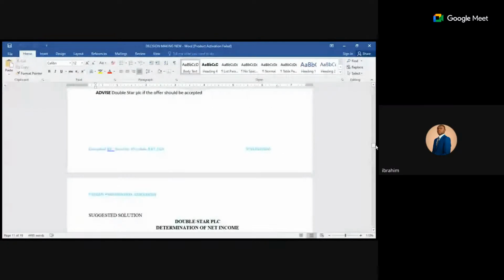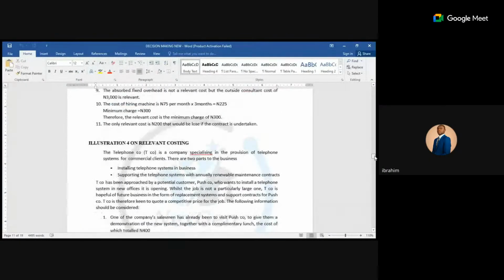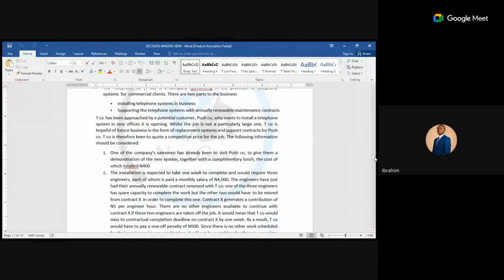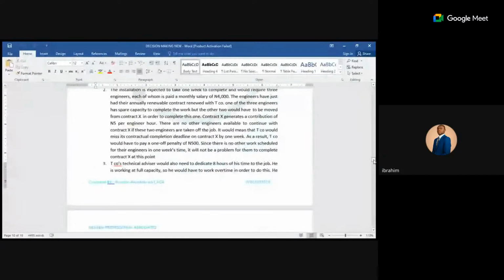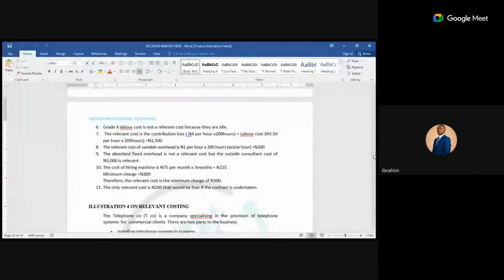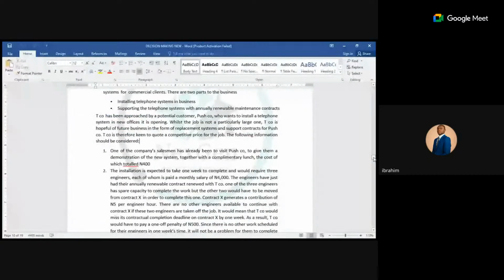So the decision, I forgot to send this relevant costing suggested solution. Please, someone should remind me after the class so I can send it. It's very important you check this relevant costing, right? It's like illustration 4. For some of you that actually attempted the assignment, it makes sense.